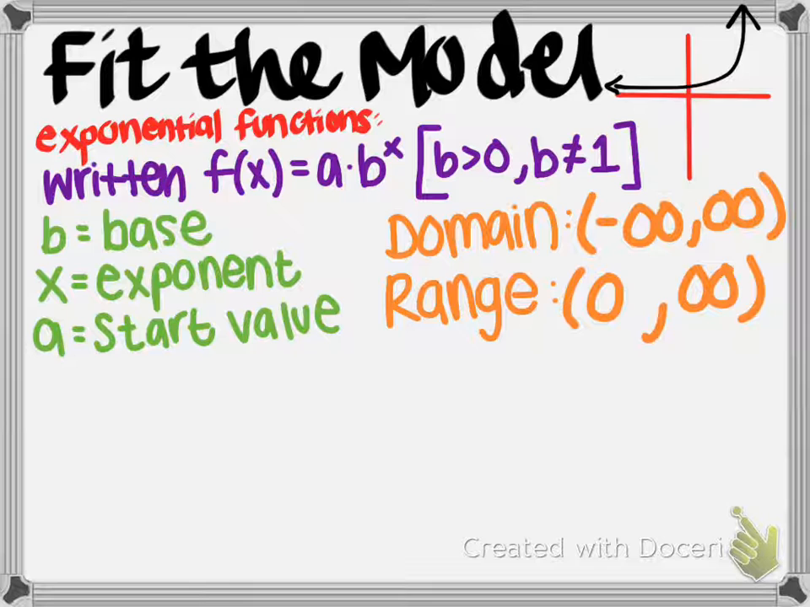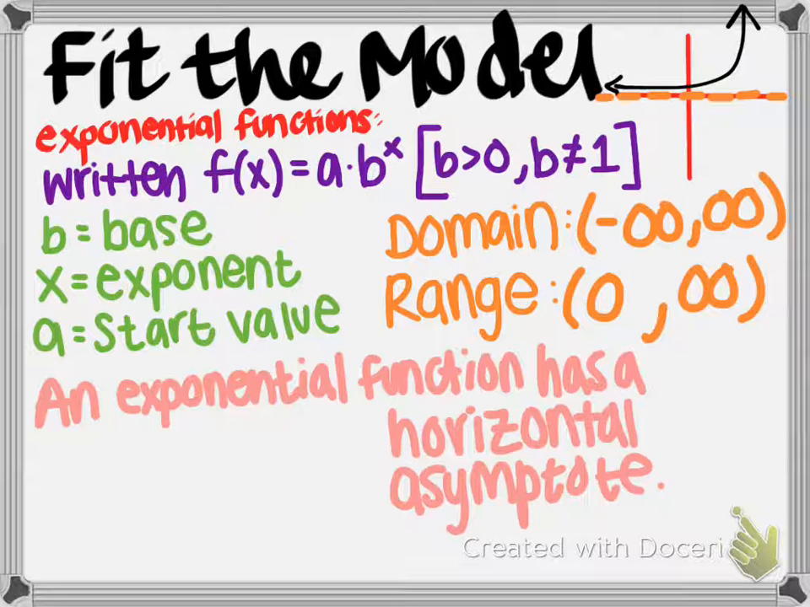Now for the range, that's the up and down. So it's clear that it keeps going on to positive infinity for the y values, but the lower bound for the y values is 0 because this part of the line never crosses the x-axis. And so this is called a horizontal asymptote. That means that no matter how close we get to that x-axis, we will never touch it and we will never cross it.